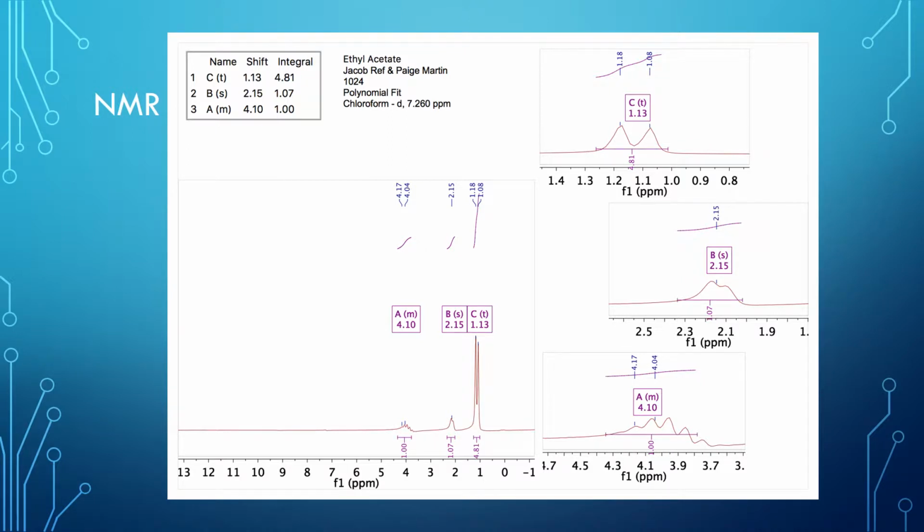When first analyzing our NMR, we noticed a small peak at around 7.26. This indicated chloroform D must have been used as our solvent. 3 signals in the NMR represent 3 different types of hydrogens present in the molecule.